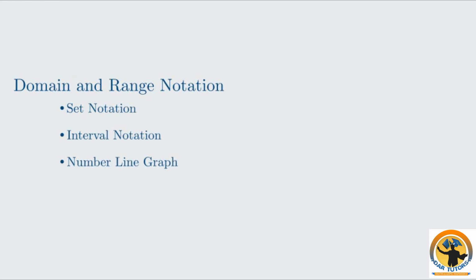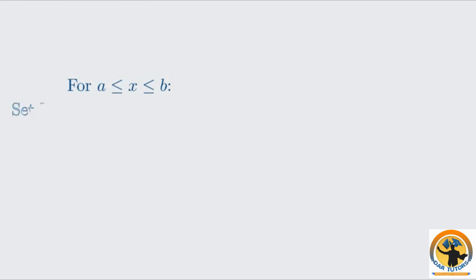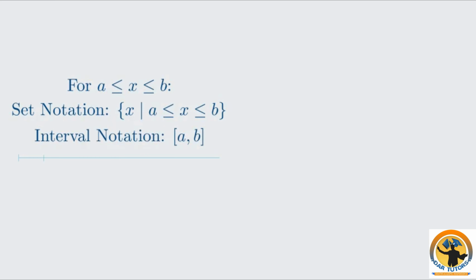Let's review these. For numbers between a and b, including a and b, we write x is greater than or equal to a and less than or equal to b. In interval notation, this is a closed interval from a to b, written with square brackets. On a number line, we use solid circles at a and b and shade the segment between them.